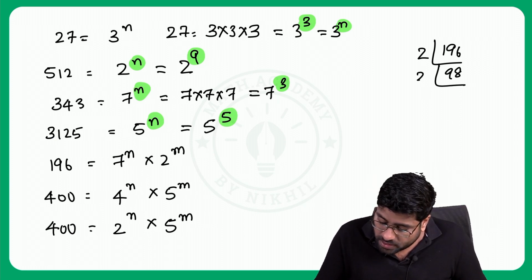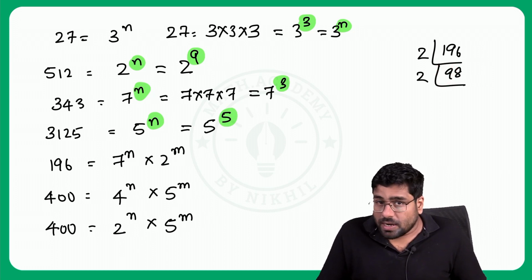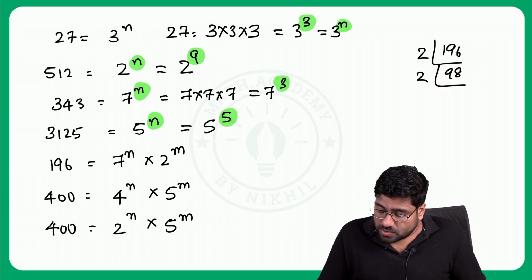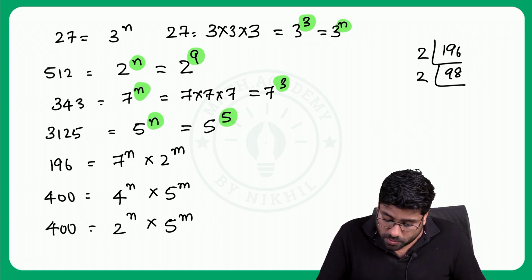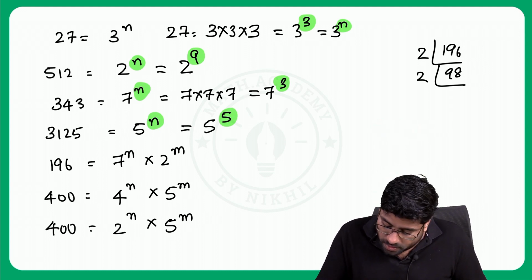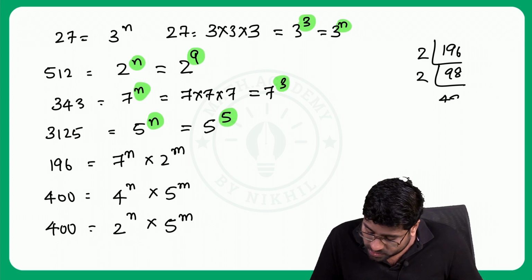Again I'm going to divide it by 2, so when I'm dividing it by 2, I'm choosing 9 here. 9 means it will go 4 times, so that means 9 minus 8 is equal to 1, so my remainder is going to be 1. So 4 times, and my remainder is going to be 1, and 18 means it will go 9 times, so it is going to be 49.